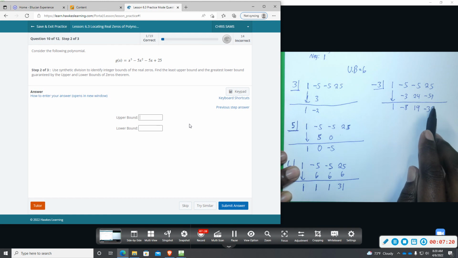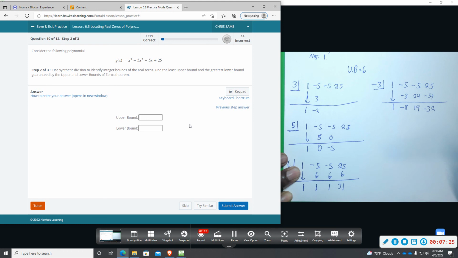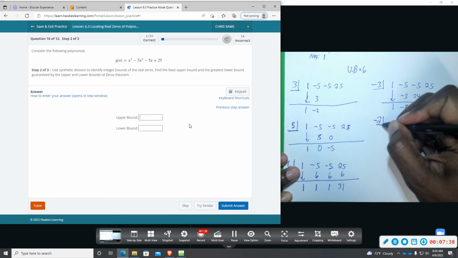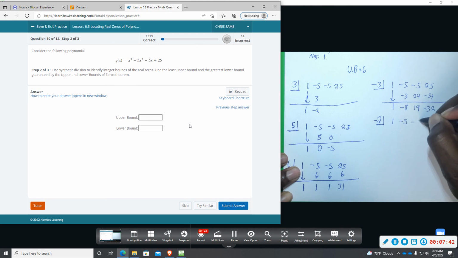Okay, but since this is the first number I tried, let me make sure that negative 2 doesn't work, because I want the first negative number when you start going. So negative 2, we're going to try negative 2. 1, negative 5, negative 5, and 25.